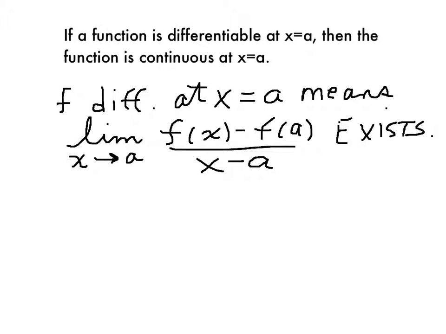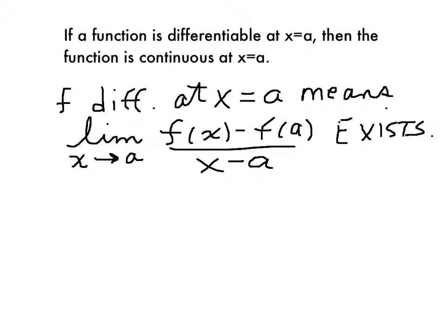If you remember, there's three parts to being continuous. F of a must exist. Well, this limit can only exist if f of a exists. The second part is that the limit as x approaches a of f of x must exist. Well, if you look at this part of it, there's no way that this limit can exist if this little piece doesn't exist.